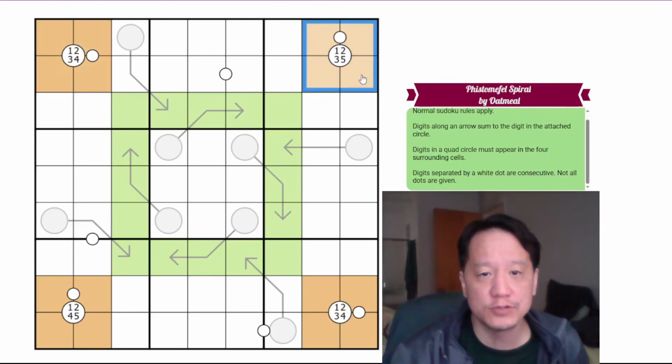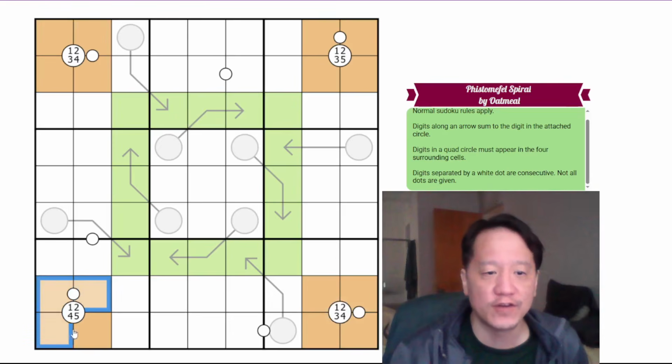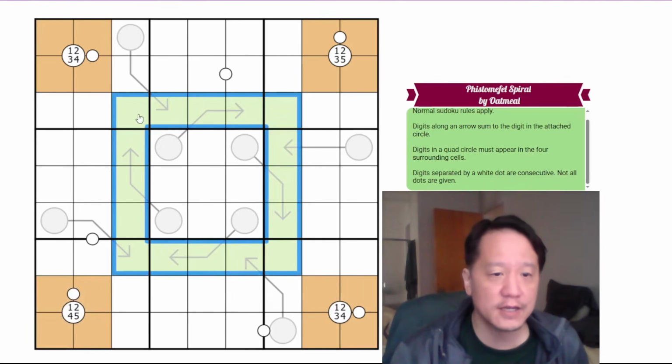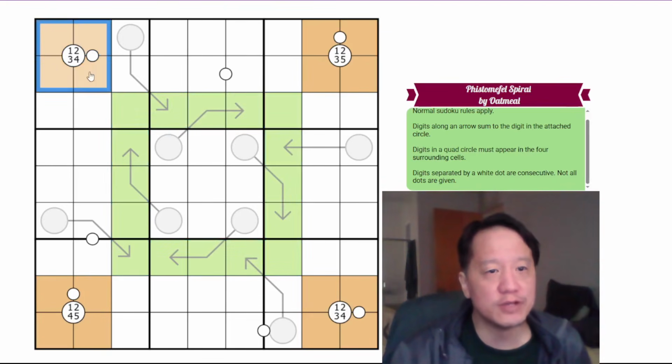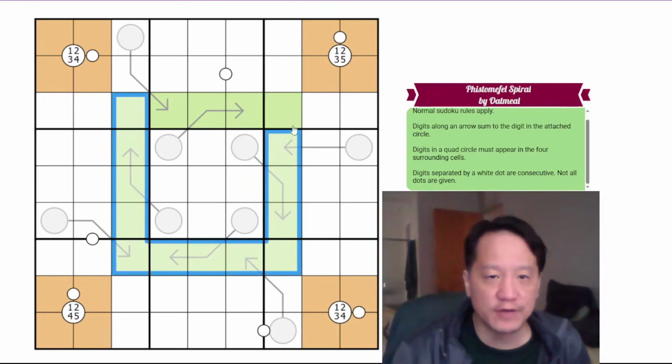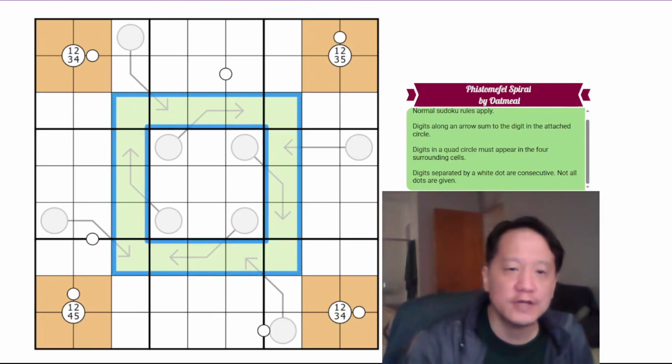This must contain 1, 2, 3, 5. This must contain 1, 2, 3, 4. And this must contain 1, 2, 4, 5 surrounding this. So therefore, this green set can only contain the digits 1 through 5, right? Because those are the only ones available in the 2 by 2 corners. So these must be 1 through 5. These must be 1 through 5.